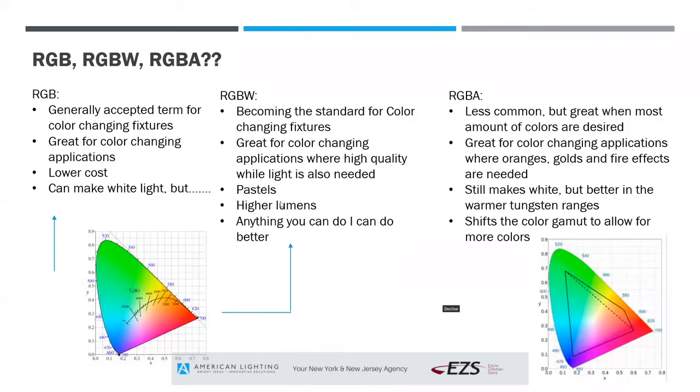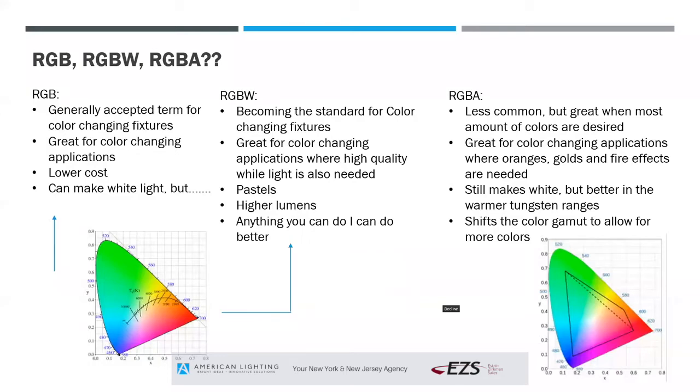With RGBW though, you get a better quality white light because we add a fourth chip that is white. It could be a 3000K chip, it could be a 4000K chip. Different manufacturers will have different specifications on what that white is. Some manufacturers will allow you to specify what you want that white chip to be. You might want it to be a 2700K, you might want it to be a 6000K. It really depends on the application. That generally is specifiable though, and it's becoming more of the standard within color changing applications. Like I say at the bottom there, anything you can do, I can do better. Anything the RGB fixture can do, the RGBW can do, but it's going to give you better white points. So it's really good where white light is very important in an application.